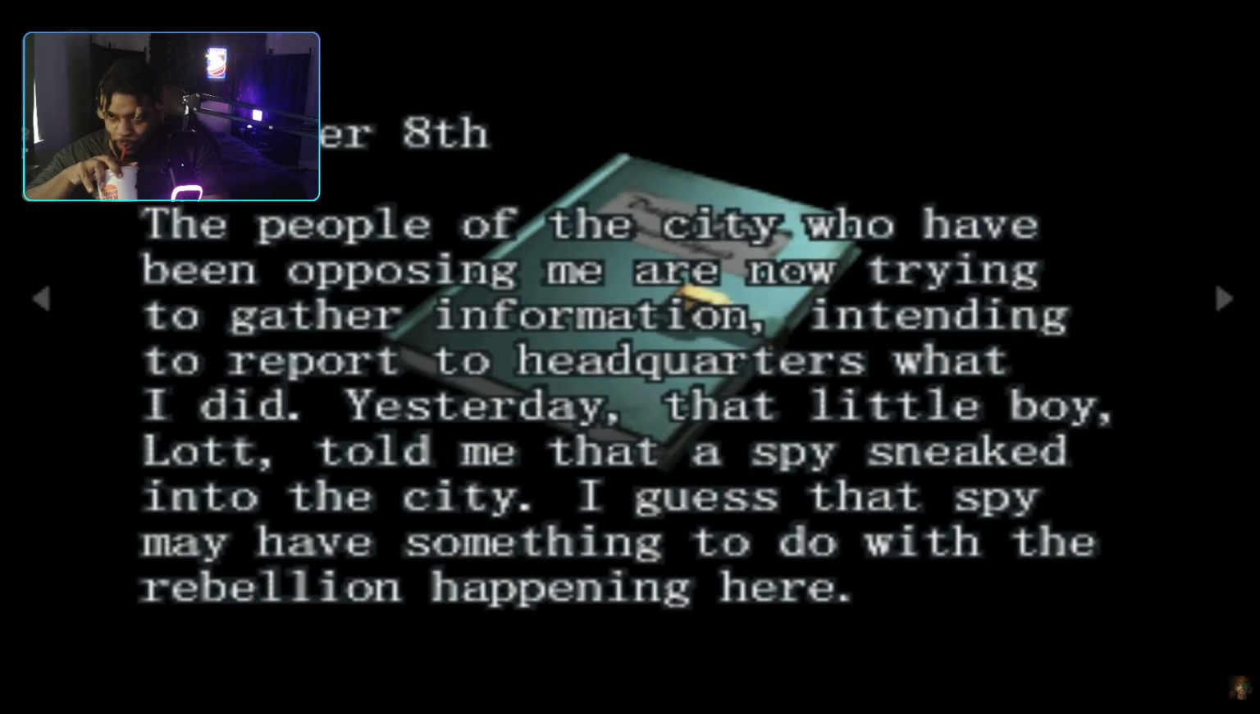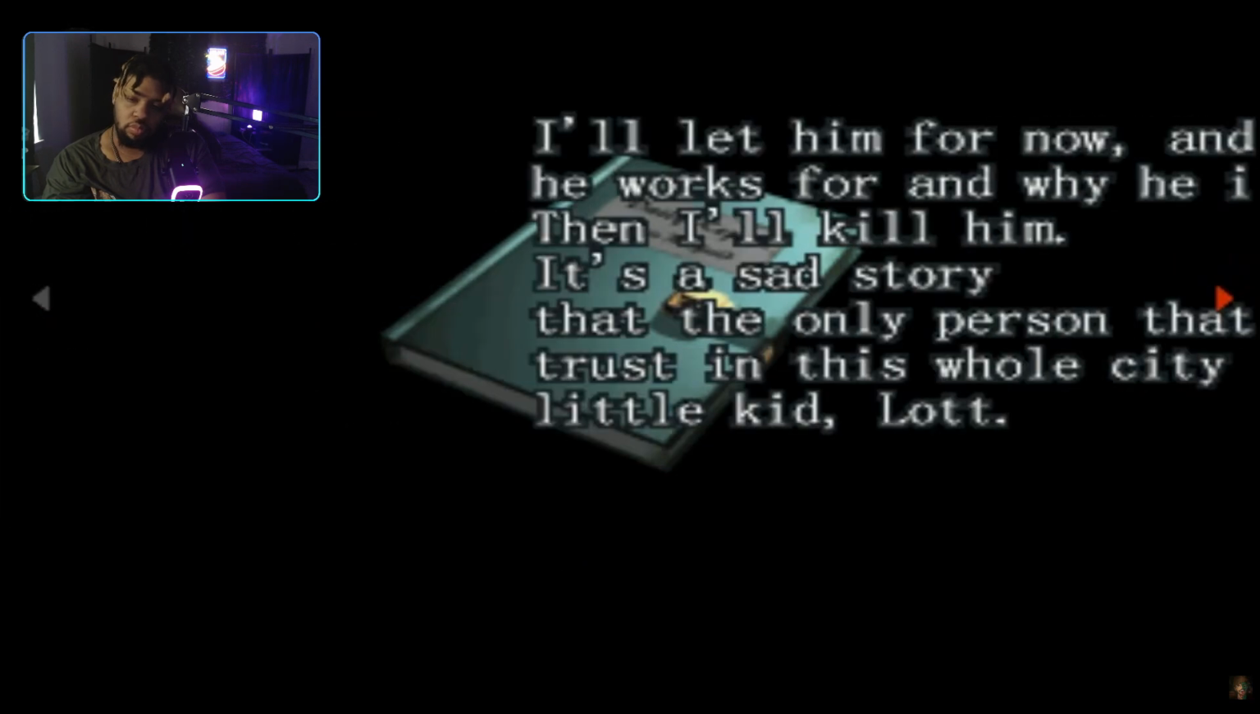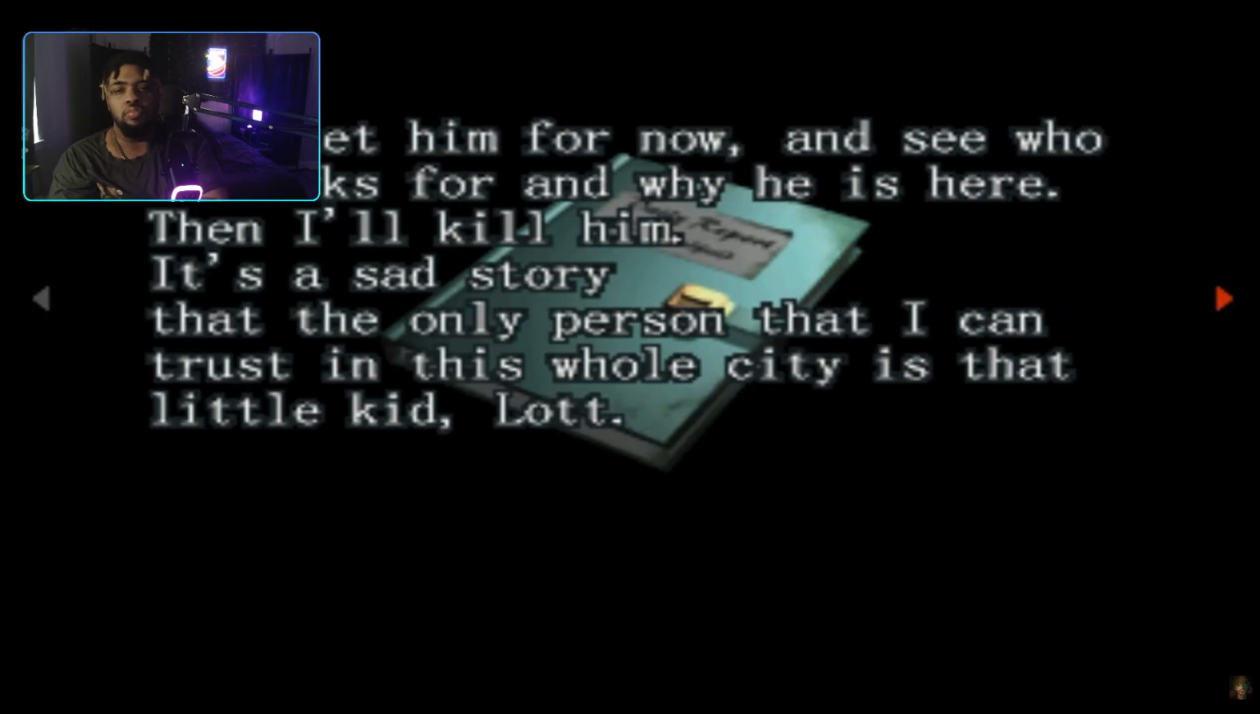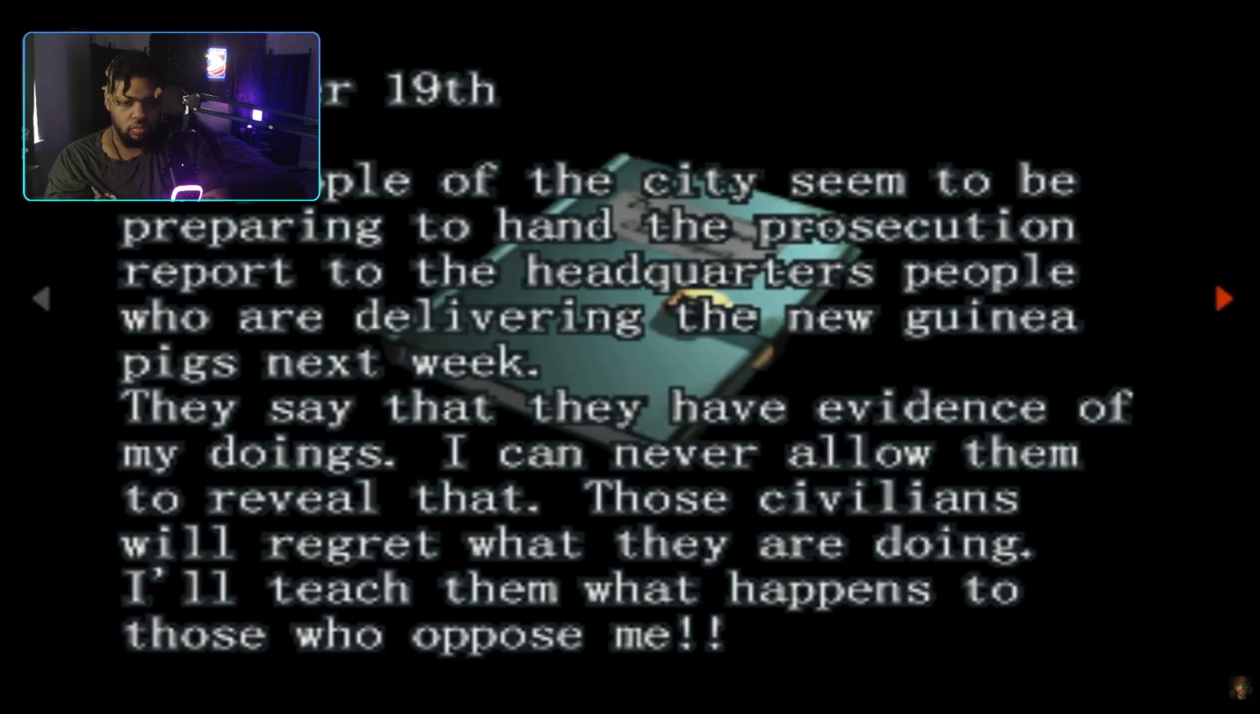Vincent wrote that people in the city were opposing him, that they were gathering information about him, intending to report him to Umbrella HQ. He mentions a young boy, Lot, who told him a spy managed to sneak into the city, and Vincent suspected this spy may have been the one who organized the rebellion. Vincent wrote that he'd let the spy do his thing, and then find out who he was working for, and then he'd kill him. The diary then reveals that the people on the island who opposed him had their evidence, and it was to be handed over to HQ.